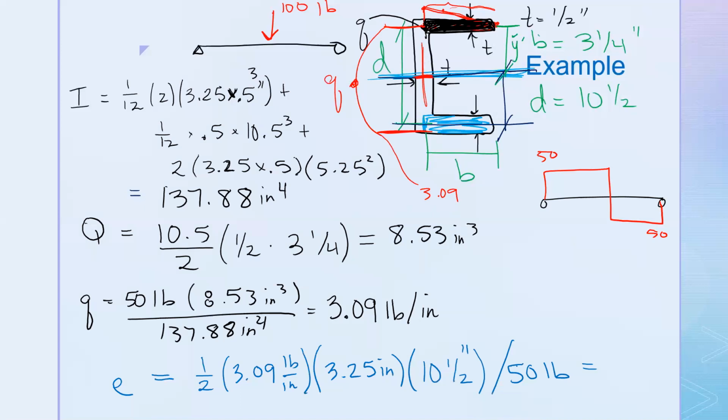Do you have a value for e? 1.06. Good, 1.06 inches. Perfect. That means that if we come over here, 1.06 inches, that's where we want to apply our force P.